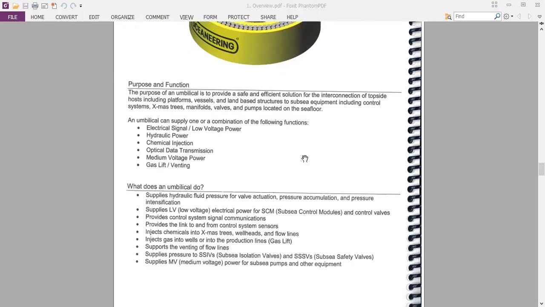So when we talk about umbilical, what are the function or purpose of an umbilical? The purpose of an umbilical is to provide a safe and efficient solution for interconnection of topside hosts, which can include a platform, a vessel, or a land-based structure, to our subsea equipment, including control system, Christmas tree, manifold, valve, and pumps located at the seafloor. All right? So an umbilical can supply one or a combination of the following. These are mostly the things that our umbilical can help us supply.